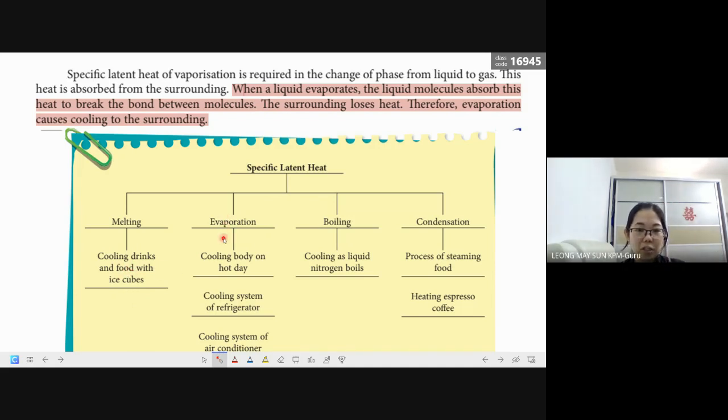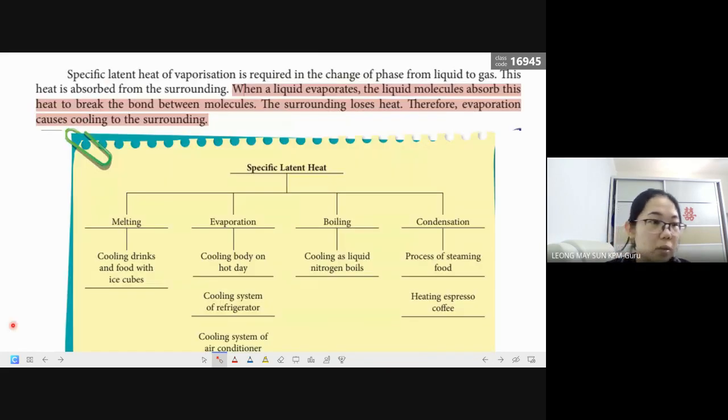Okay? Evaporation is whereby liquid evaporates to become gas. All right? So the liquid will absorb the heat, so the body will have a cooling effect during a hot day or when we sweat. And it's also the same system inside the cooling system of the refrigerator, and also the cooling system of the air conditioner. During boiling, it is cooling as liquid nitrogen boils. And then for condensation, condensation is very important in steaming food and heating espresso coffee. Okay, so I think the next slide is all the calculation part already.